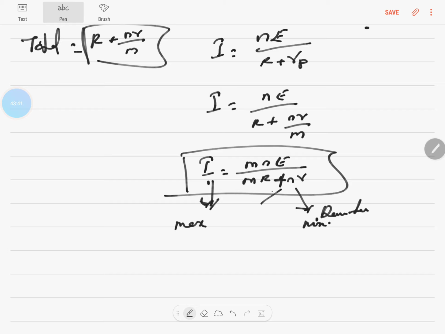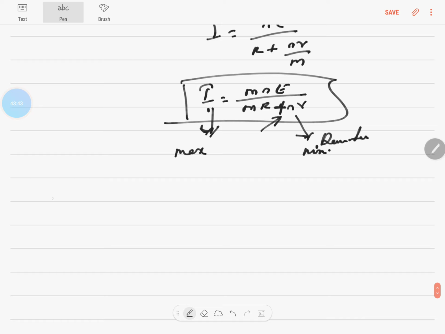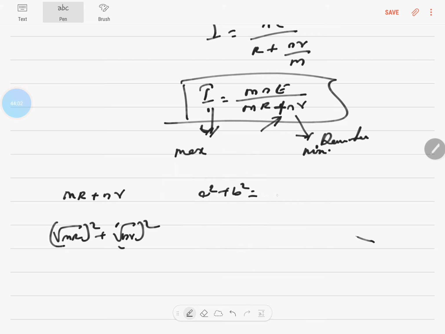So for this to be minimum, let us see how we can make it minimum. Let's write MR plus NR as root of MR whole square plus root of NR the whole square, which is just nothing but the same, right? The root and square get cancelled, it leaves you with MR plus NR only. So we're purposely writing it like this so that it's of the form A square plus B square, which can be written as A minus B the whole square plus 2AB, you know.